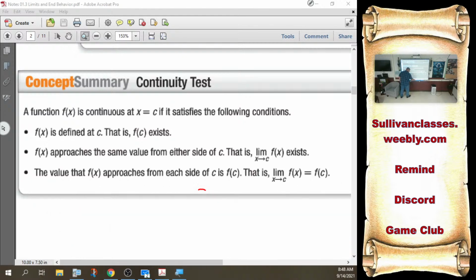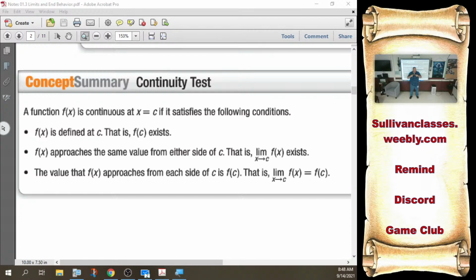But the solutions for these in your book, they write out all the tables. They want you to write the tables. Show you that if I'm approaching 2 for my limit, they want you to show -1, 0, 1, 1.5, 1.9, 1.99, 2.01, 2.1, 2.5, 3, 4. So you can see in the table that it's approaching the same thing.